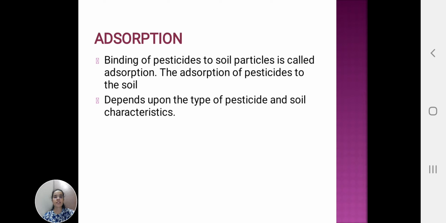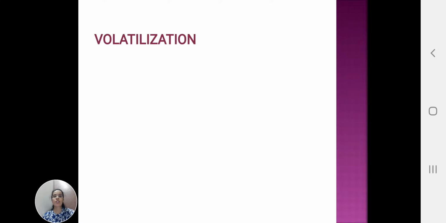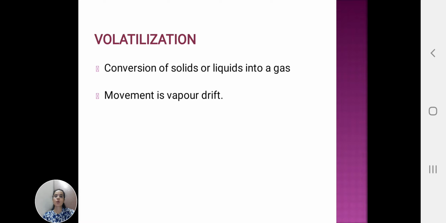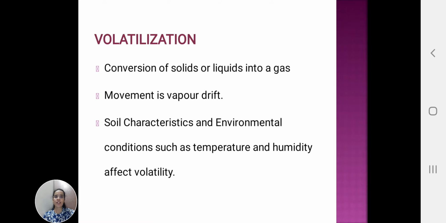Volatilization. The conversion of any liquid or solid into gas by which it can drift away from its original or initial site of application is known as volatilization, and this movement is known as vapor drift. Pesticides volatilize more easily from sandy and wet soils. Thus, here also the soil characters and environmental conditions such as temperature and humidity affect the volatility.